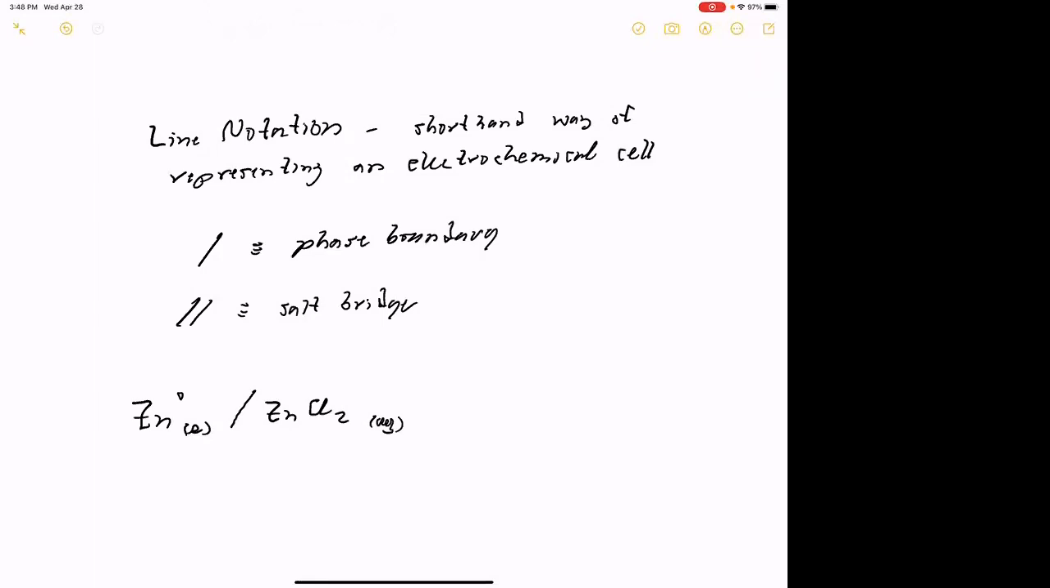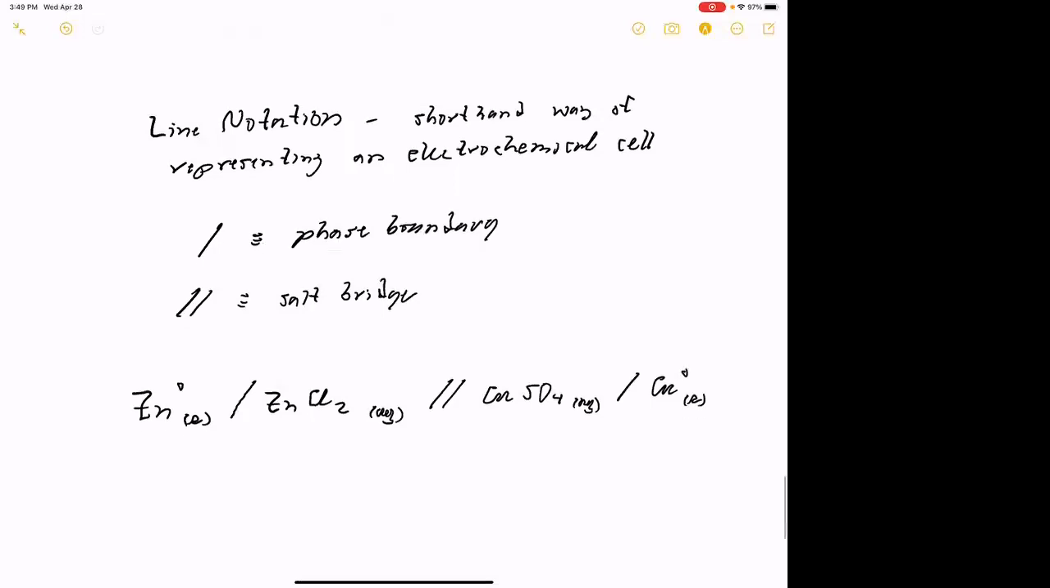Okay, now we have a salt bridge that separates that side from the cathodic or other side of the cell. And notice that I'm working from outside in and then inside back out. So now I go back to the solution phase. So I have the copper ion in solution. Maybe I brought that in as aqueous copper 2 sulfate. And then I have another phase boundary that takes me to the copper electrode.